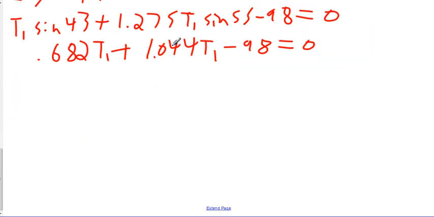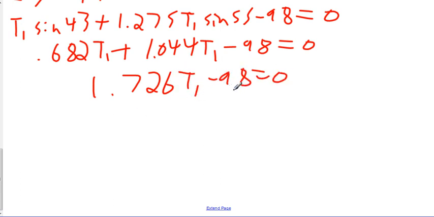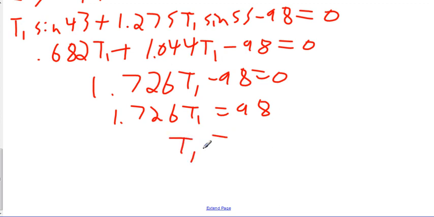Once I do that, I can combine my T1s pretty easily. So I get 1.726 T1 minus 98 is equal to 0. And so I move my 98 to the other side. I get 1.726 T1 is equal to 98. And so I get T1 is equal to 57 newtons.